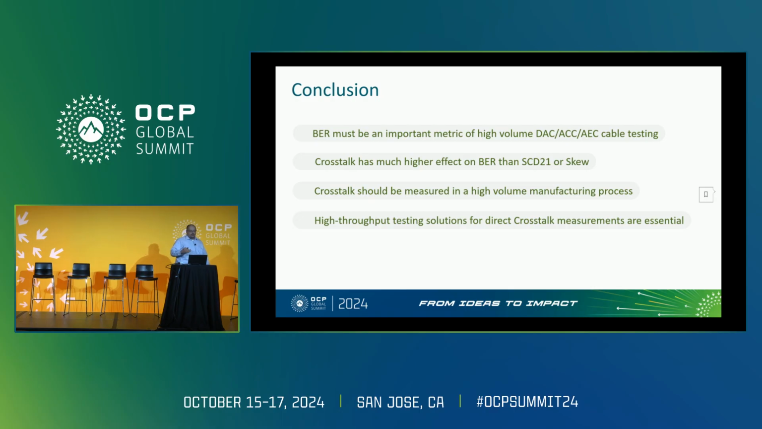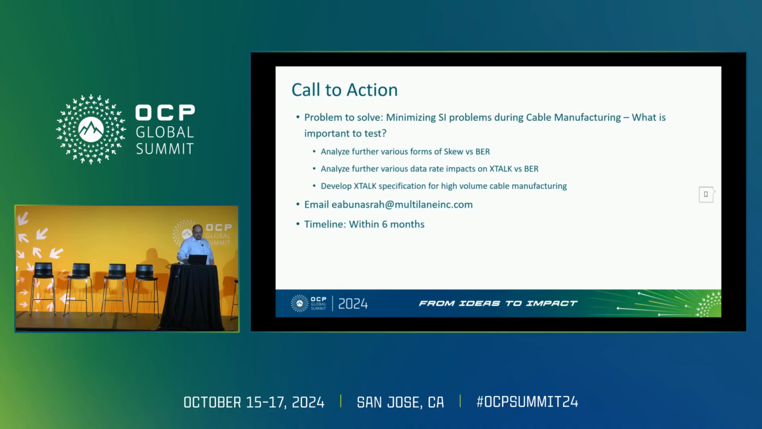So in conclusion, bit error rate is a very important part of DACs, AECs, and backplane testing boxes, and we think crosstalk has a very high impact on bit error rate, more than SCD21 or skew. So if you're an end user and you want to make sure your cables are good, my bet would be to test insertion loss, TDR, and crosstalk. And we feel that crosstalk should be measured in a high volume manufacturing process. And as I mentioned, there are high throughput solutions out there for crosstalk measurements, and these are very essential.